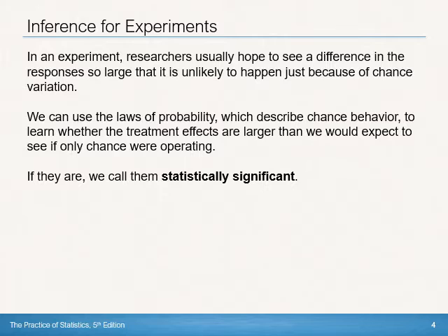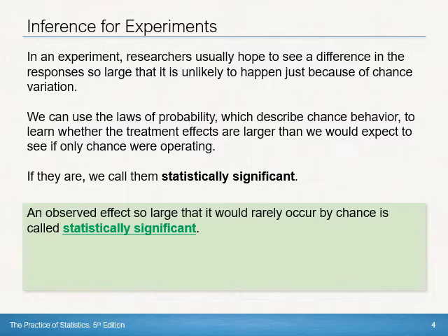But if there's just a slight decrease in the number of headaches, that could just happen by chance, right? One group might have more headaches than another. And so if we think that the difference in the response variables is big enough to have not occurred just by chance alone, then we call these results statistically significant. Okay, so if an observed effect or change in the responses between the two treatment groups is so large that it would rarely occur just by chance, then we're going to call that statistically significant. And the threshold that we use typically is 5%.